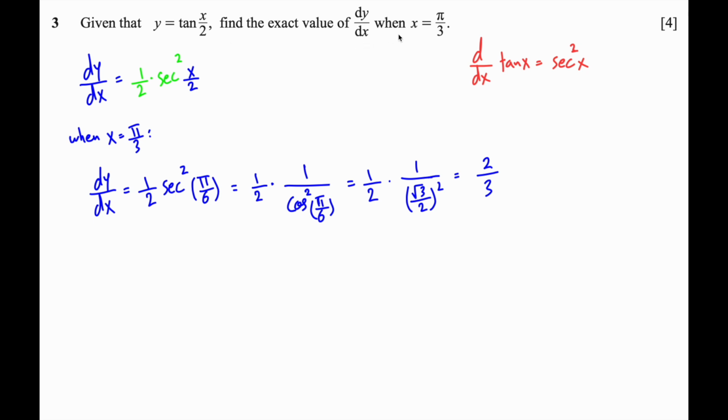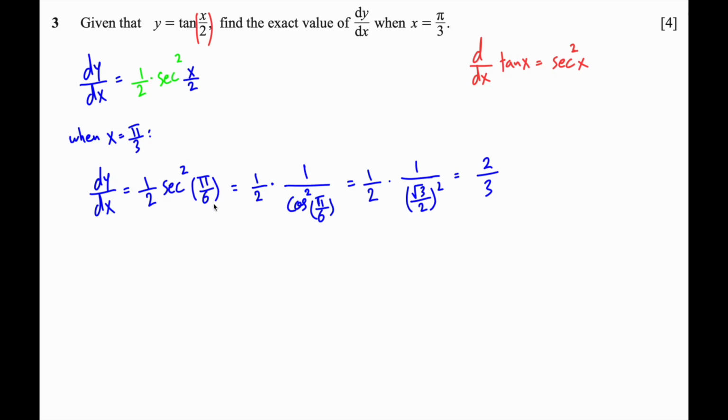Question number 3. I'm given the equation of a tangent curve and I have to find the exact value of dy by dx when x equals pi/3. In other words, I have to take derivative with respect to x and then substitute all the x's with this guy right here. So let's go ahead and start with taking derivative. As you know, the derivative of tan is secant square. However, you have to apply the chain rule since this is a composite function. That means you need to take derivative of outside, which is secant square x/2, and multiply it by derivative of inside, which is half. And then you can go ahead and substitute the x with pi/3.